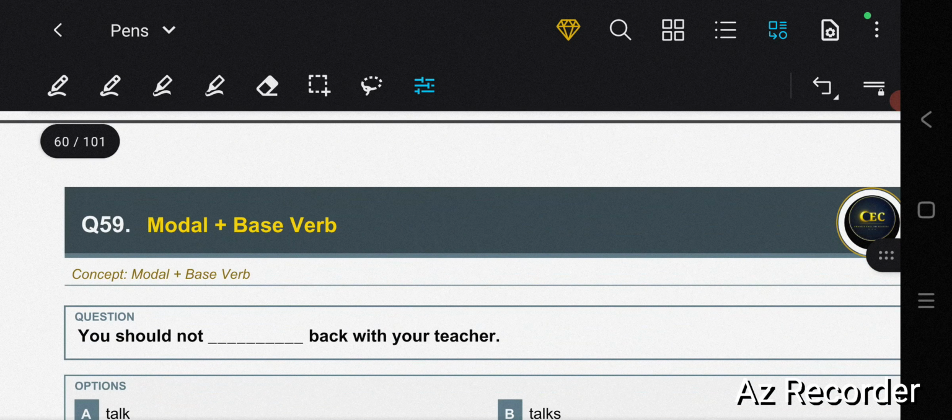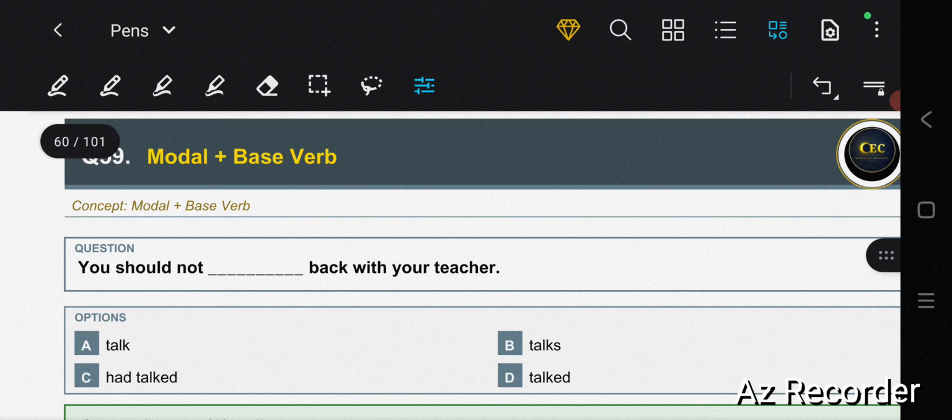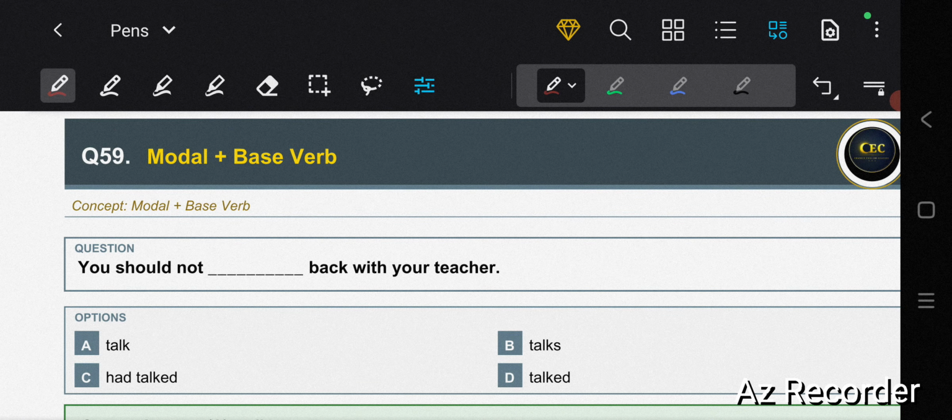That is 59. Modal plus base verb. It means after a modal comes the base form, the present form. There will be no past form. Okay. Here we don't see the base form, but talked is in V3 form. And here talked is also V2. So both of them have been eliminated.